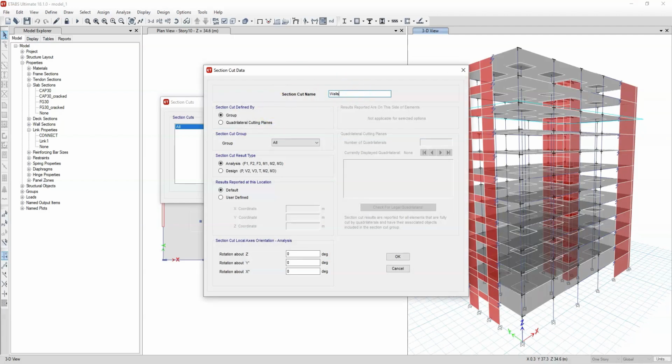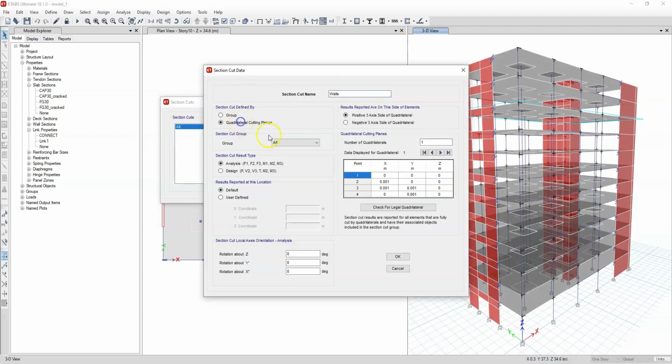We will define the other section cut in the same way, but specifically for the walls. It is exactly the same as the previous section cut. While the previous one is somewhat equal to the base shears, as a rule, we should create both independently so we know exactly where each section cut is located.